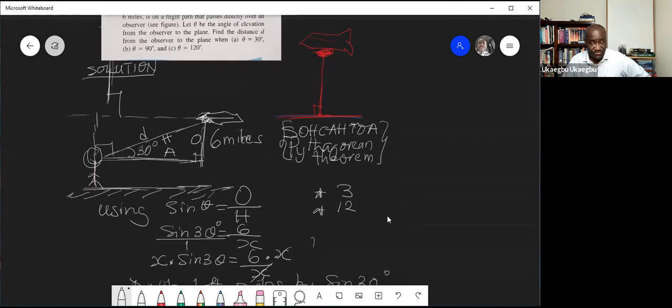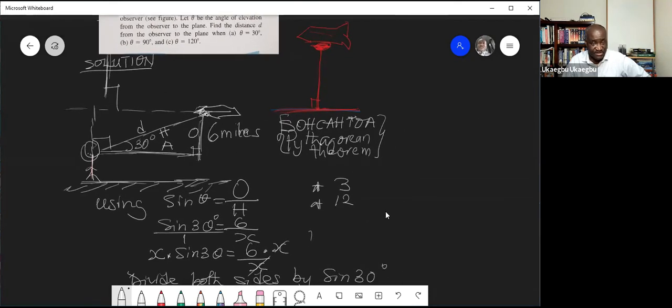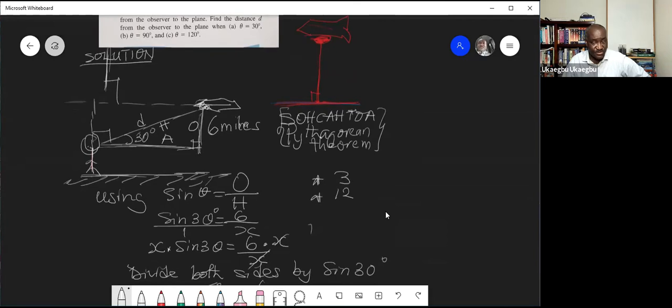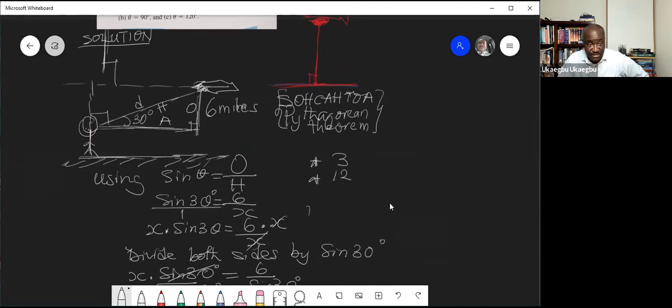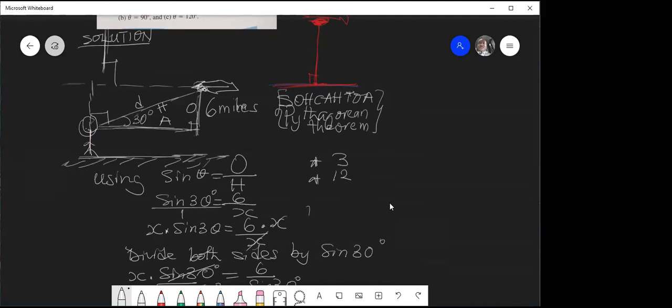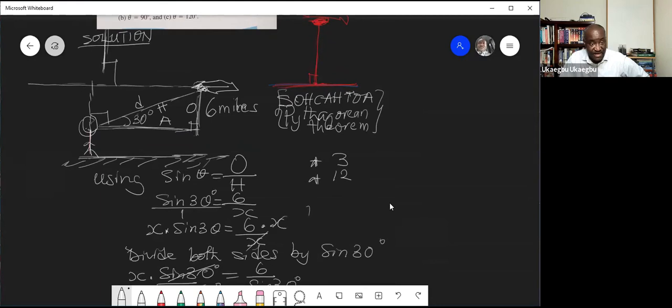It will be 6. Say it with confidence. You can only be wrong, and there's nothing wrong in being wrong. If it's wrong, we correct it. It is 6 because this plane is not changing the altitude. It says the plane flies at an altitude of 6 miles, so it's still maintaining the same altitude. It is this observer, the person whose angle is changing. So it changed from 30 to 40, and then keeps going until it hits 90. So it is still going to be the same 6 miles.